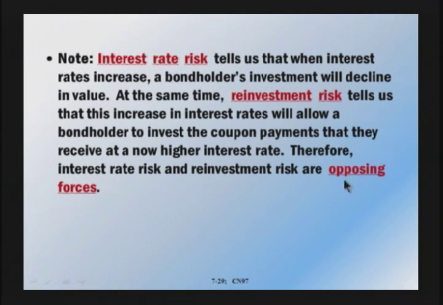So the opposing forces of interest rate risk being bond prices inversely related to the discount rate, reinvestment risk being the coupons reinvested at the changed interest rate, would happen to be favorable when rates go up and unfavorable when rates go down, just the opposite of interest rate risk.